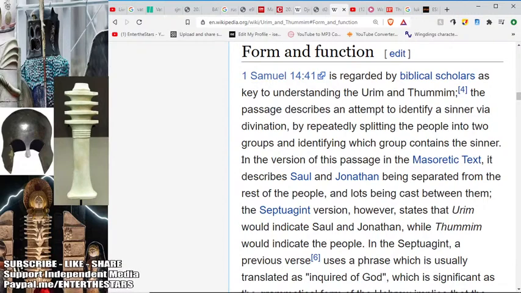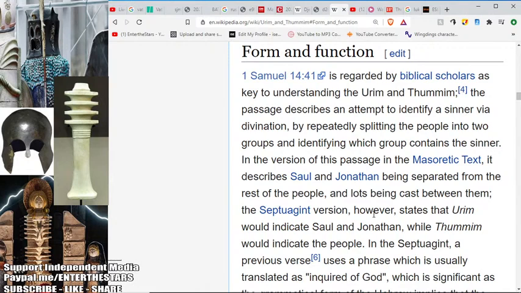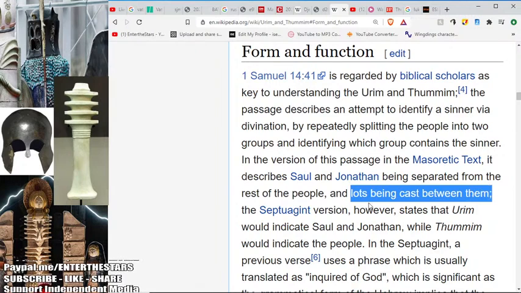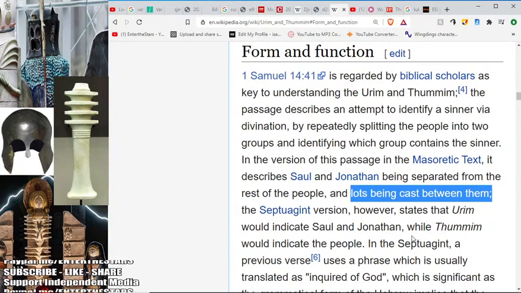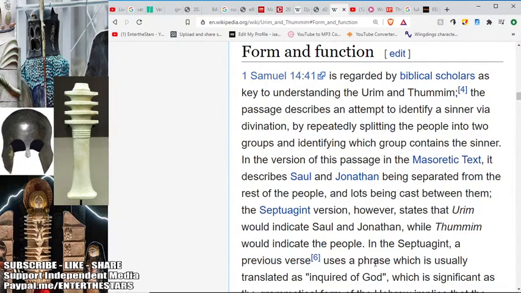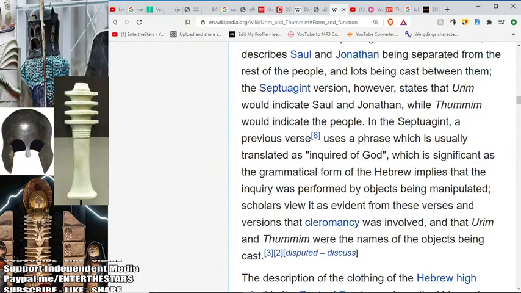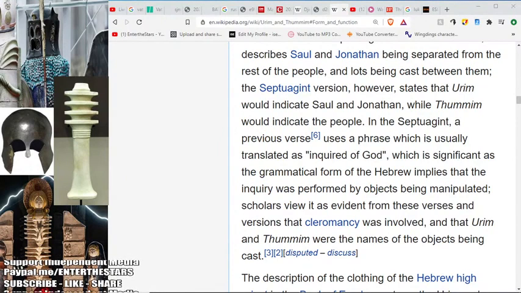But it says in the version of the passage in the Masoretic text, it describes Saul and Jonathan being separated from the rest of the people and lots being cast between them. So this is the purpose of these Urim and Thummim. They are casting of the lots. It says here, Urim and Thummim would indicate Saul and Jonathan, while Thummim would indicate the people. So there was this process that they went through. Now, some scholars take this a step further, and this could be the dark side version of this. And so this is where you got to be careful.